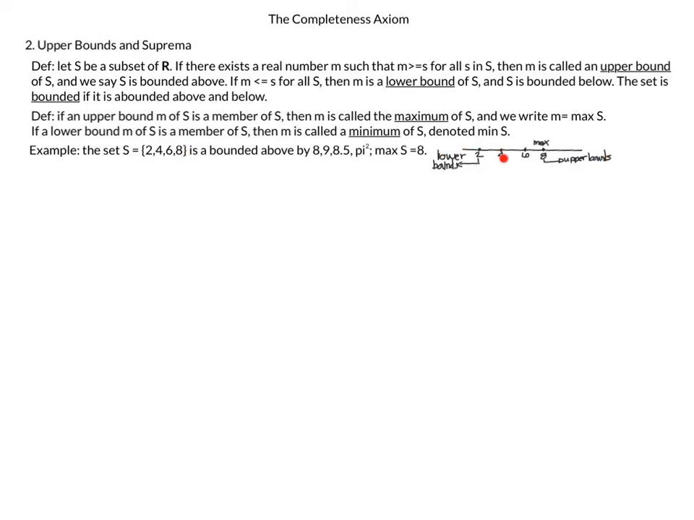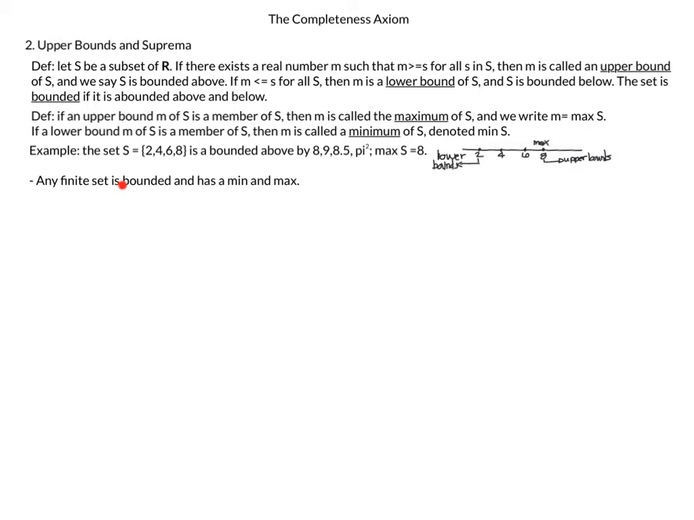Looking at this pictorially, we have the numbers 2, 4, 6, and 8 in our set S. So 8 is the max, 2 is the min, but anything 8 and above could be considered an upper bound. Anything 2 and lower could be considered a lower bound. And remember, upper bounds and lower bounds do not have to be in the set S. The max and min do need to be an element of the set S.